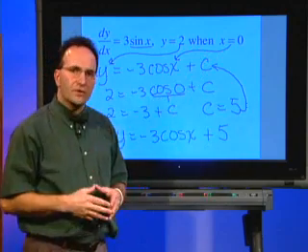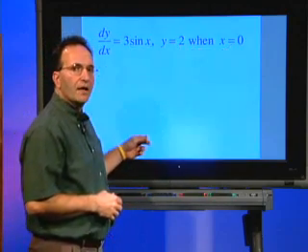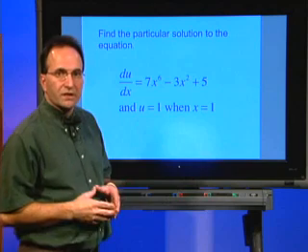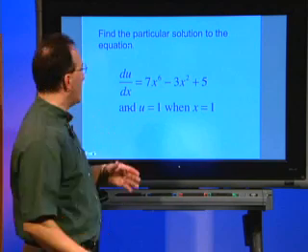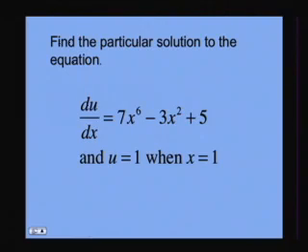Well, now it's time for you to try a problem. I would like you to find the particular solution to the equation du/dx equals 7x to the 6th minus 3x squared plus 5, and u is equal to 1 when x is equal to 1. Pause the video while you work on this problem, and when you are finished, restart the video to check your solution.